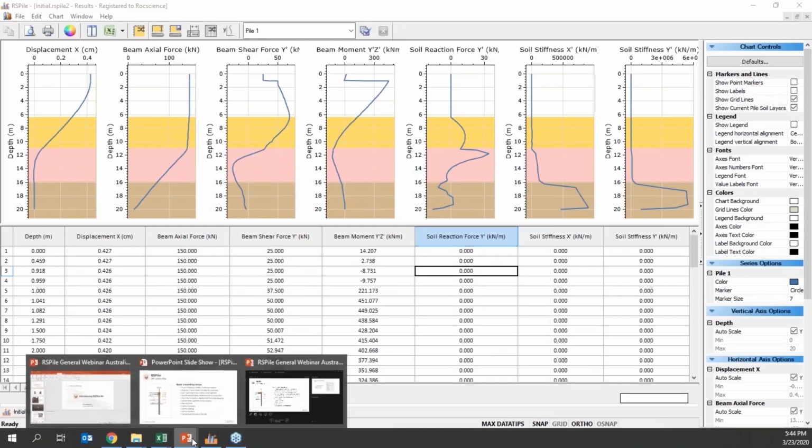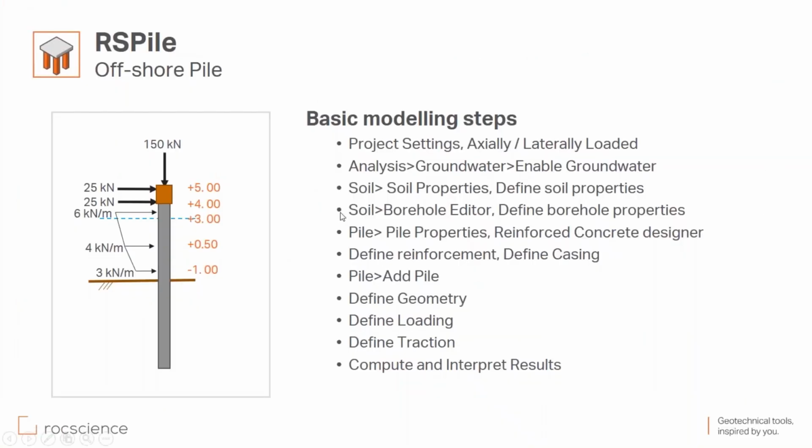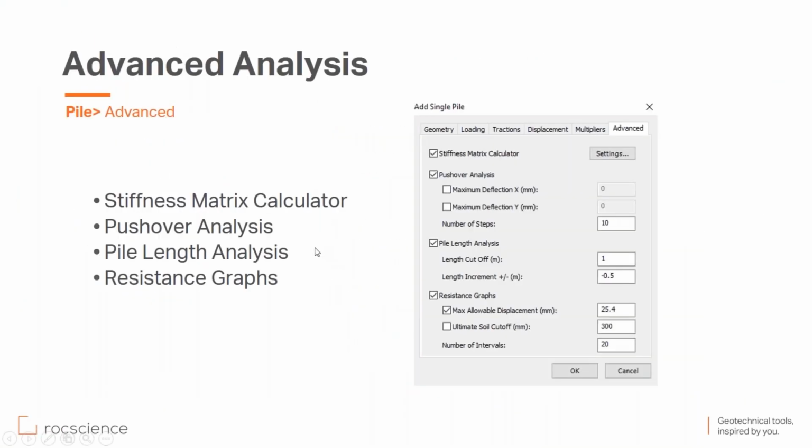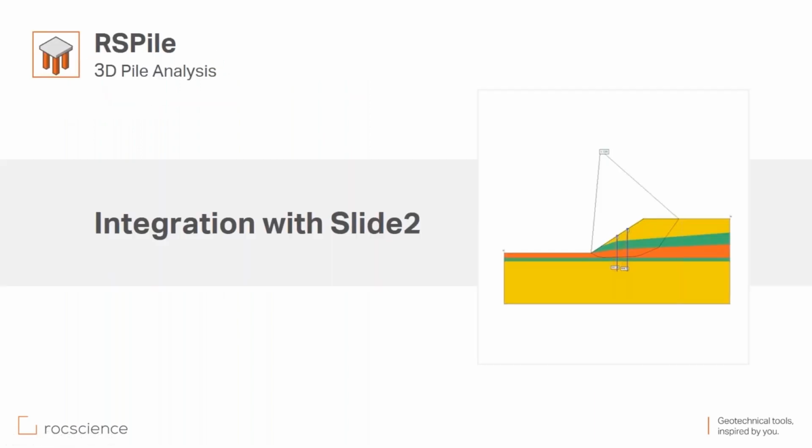So let's go back now to the presentation, because there are also other things that I want to mention about single pile analysis. We have other options once you're adding the pile. We have other options for advanced analysis. So we also have stiffness matrix calculator, pushover analysis, pile length analysis, and resistance graphs. For the next example, the next topic I'm going to talk about is the resistance graphs. We're going to be using this for the integration with Slide2. So let's talk about this a little bit.